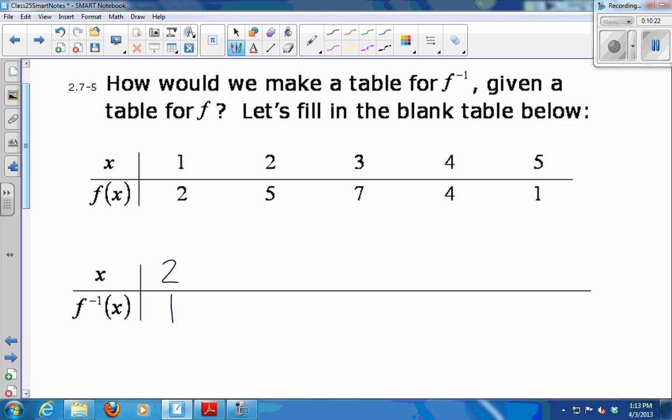So if I put a 2 into the F machine and get a 5, that means if I put a 5 into the inverse machine, I should get a 2. 3 becomes 7, 7 goes back to 3. 4 turns into 4, and 4 turns back to 4. 5 turns into a 1, that's what F does to it, right? 5 becomes a 1. That means for F inverse, 1 becomes a 5.